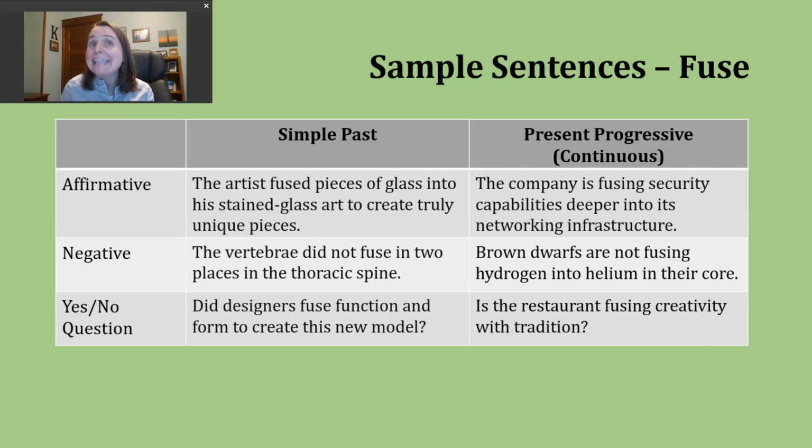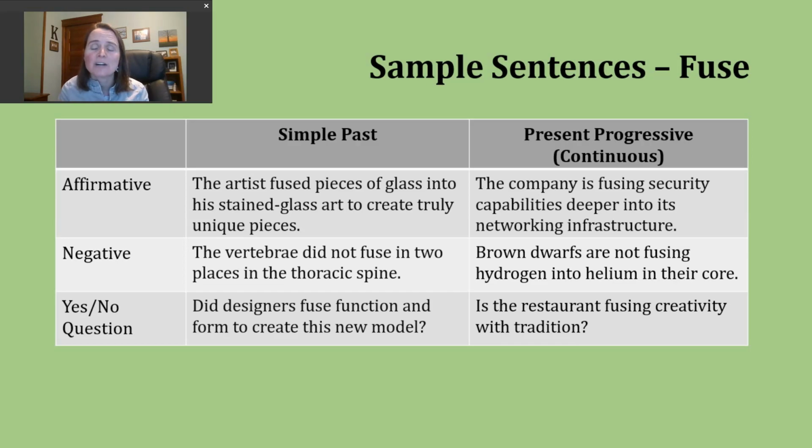Now, if you want to make a negative simple past tense sentence, what you need to do is start with your subject, use did not, and then the base verb. You can also use the contraction didn't. Here's another example. The vertebrae did not fuse in two places in the thoracic spine.